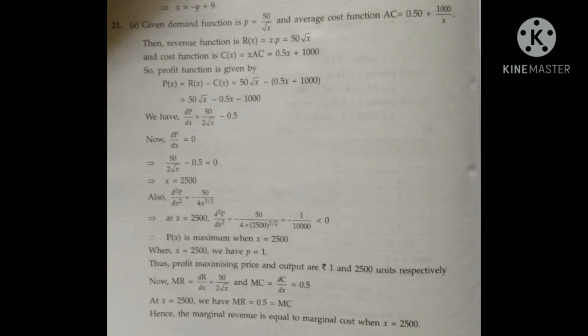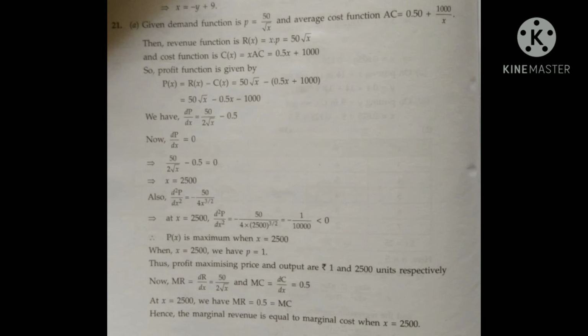So P of x is equal to R of x minus C of x. As we know, R of x, that is the revenue function, is equal to x into p, number of units into the demand function, which gives you 50 root x. And the total cost function is equal to x into average cost, that is x into AC, which gives you 0.5x squared plus 1000x. We know that the profit function is equal to R of x minus C of x. So here we first calculate P of x.